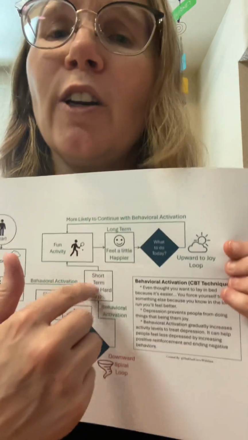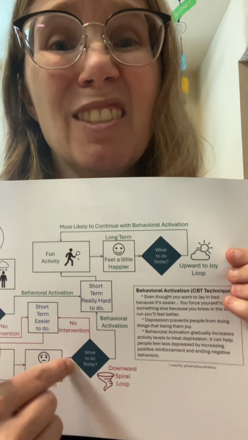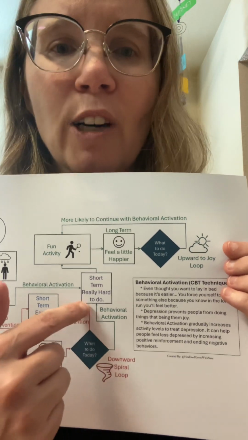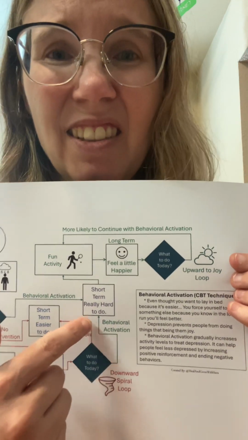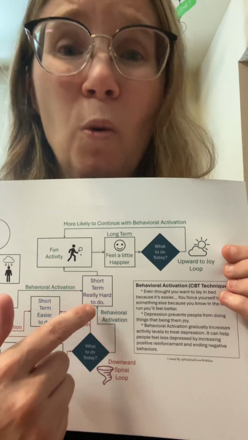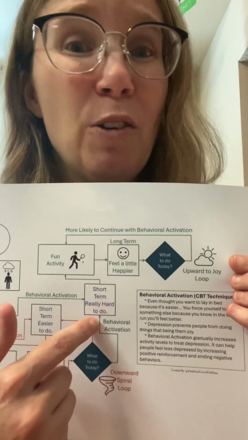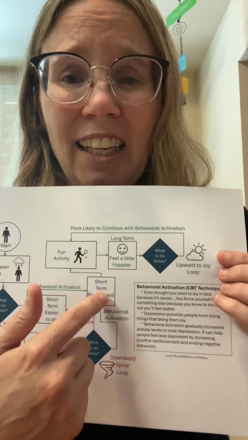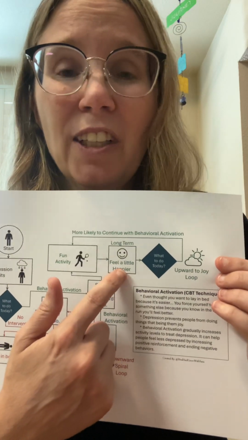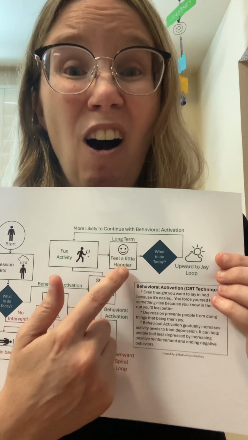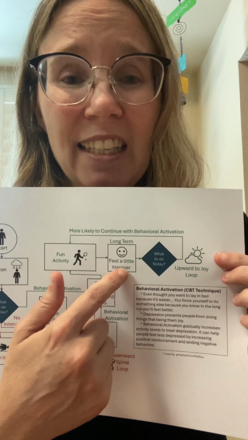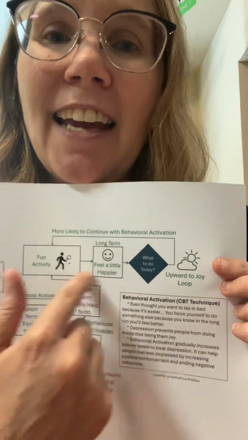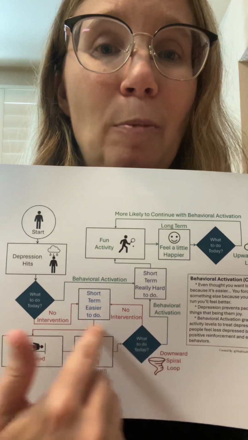I mean, granted, it's possible you could go back down to this loop. I mean, depression's hard. It's really hard. And I'm not going to lie, it's very hard to do that short term, really hard stuff to change what you want to do, because I know that you want to just lay in bed, or at least that's what I usually want to do. But you've got to think about the long term, and that's what kind of gets you through, which I know is not easy at all. And so this one is kind of the upward to joy loop. So we want to try and stay in this loop, not this loop down here.